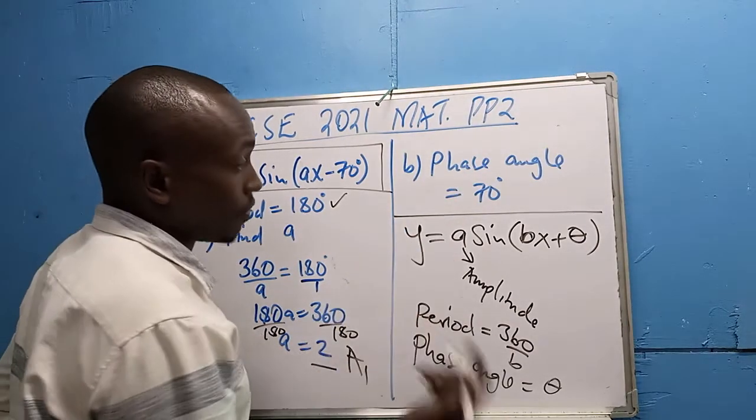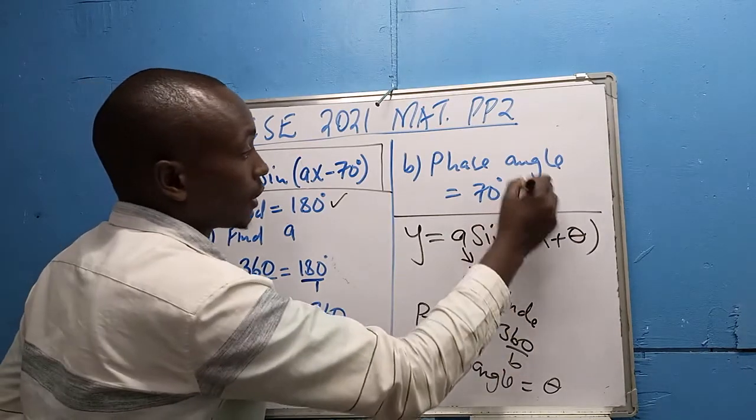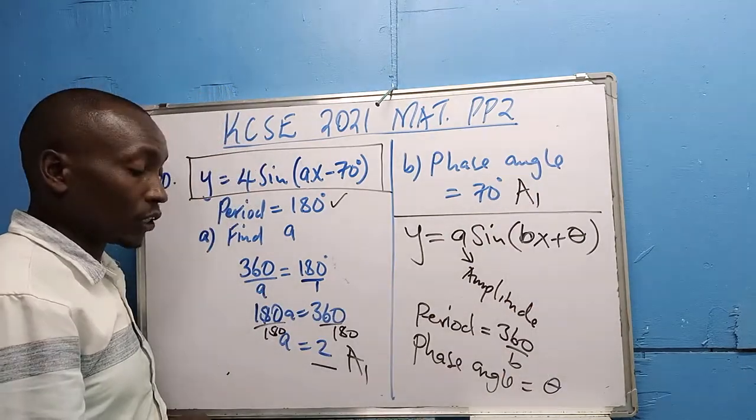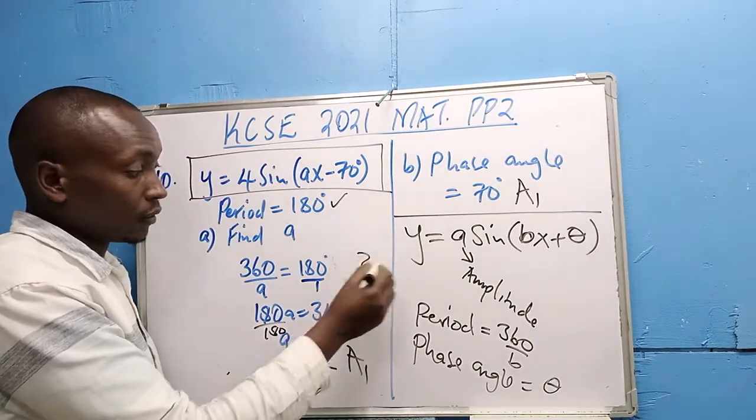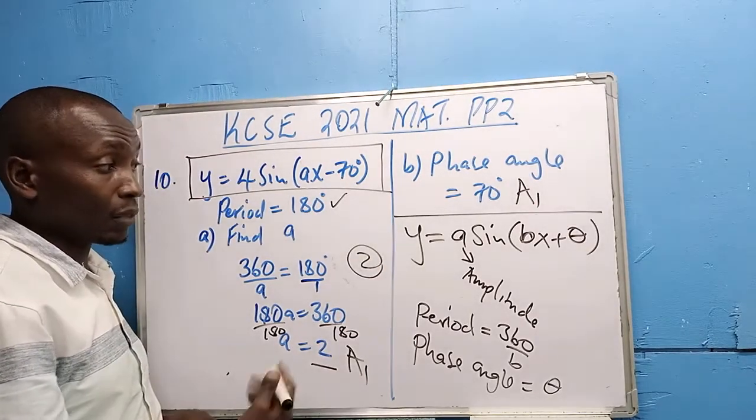Then we have the phase angle. You only need to lift that, and the phase angle is 70. 2 marks, easy to get. Number 10.